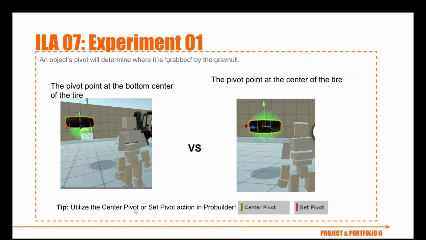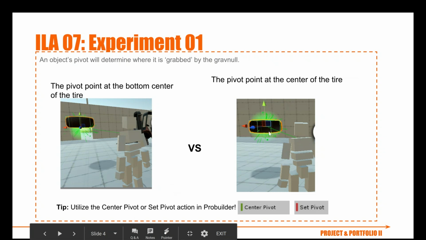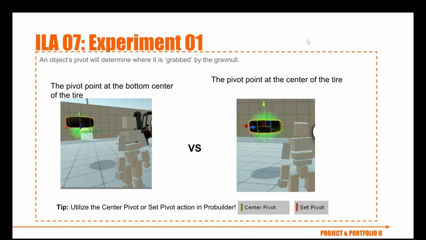So if you just select a game object and hit center pivot, like you will do on your tire, the pivot will go to the center point. You can also select a specific vertex or a group of vertices and use set pivot, and it will go to that location specifically. So you can set it to be a custom location for each object.